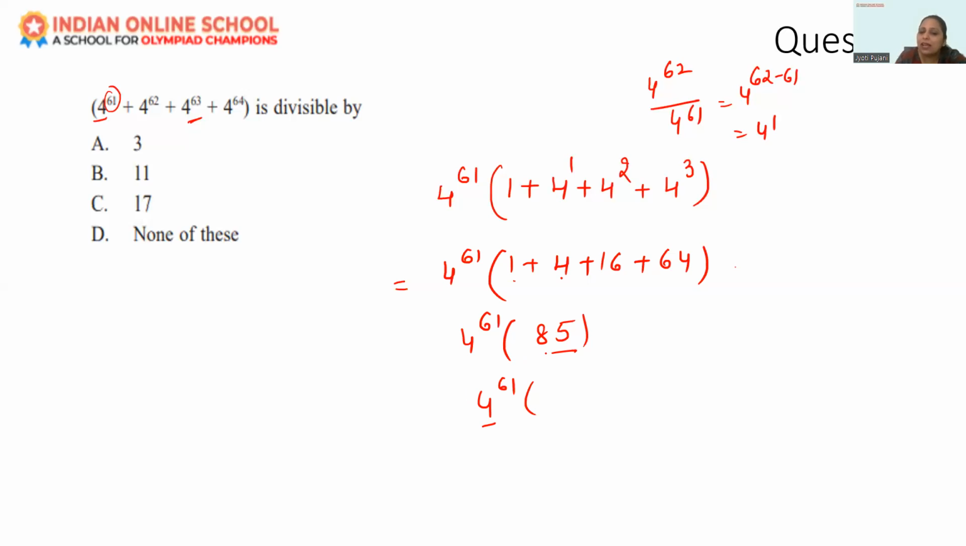Now I will make the factors of 85. That's 5 into 17. So it can be divisible by 5 and it can be divisible by 17 as well. Can we see 33 here? No, so it cannot be the answer. 11 here? No. 17 I can see because 85 is also divisible by 17. So option C will be the answer. It is a short trick to do these questions. Okay, do the next.